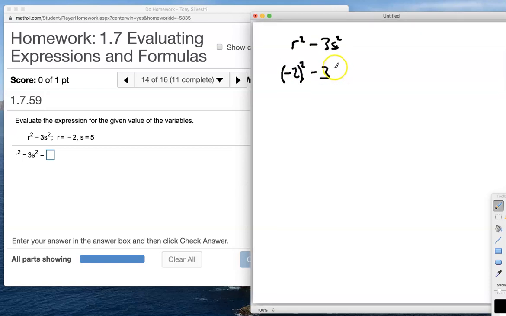3, and then s is 5 squared. And now you can do the math. -2 times -2 is 4 minus 3. You got to do the powers first. 25. 4 minus 75 equals -71.